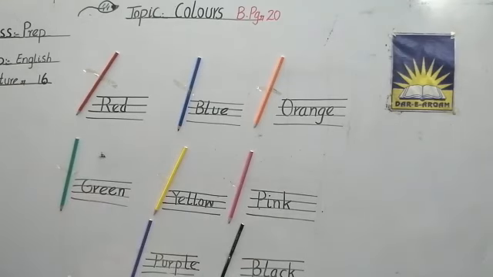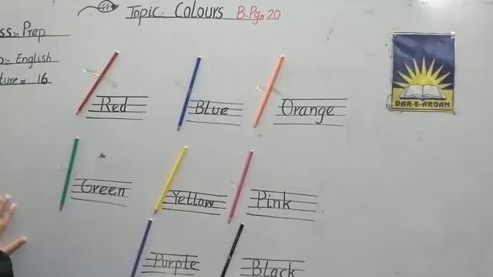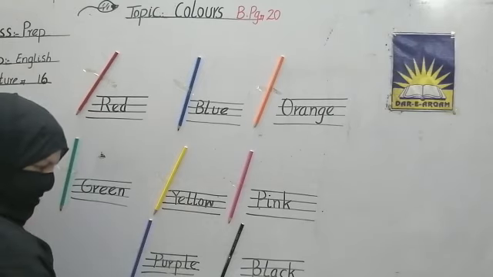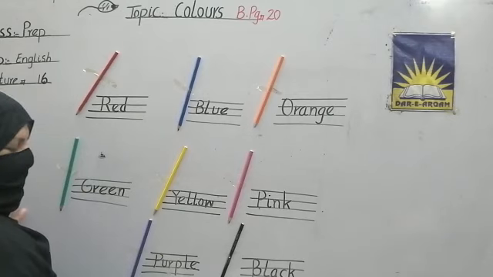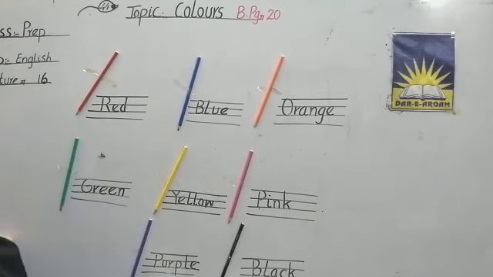Now look at the below. Yes, this color is purple. Good. Purple. What is the spelling of purple? P-U-R-P-L-E. Purple. And last color is black. What is the spelling of black? B-L-A-C-K. Black.